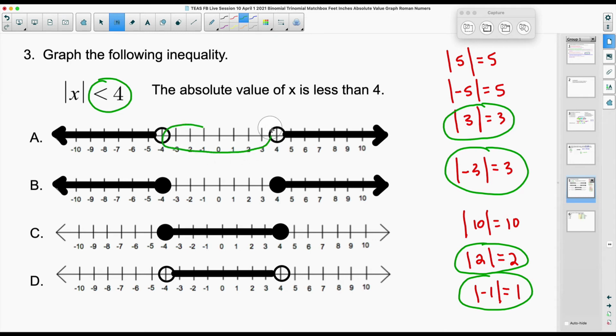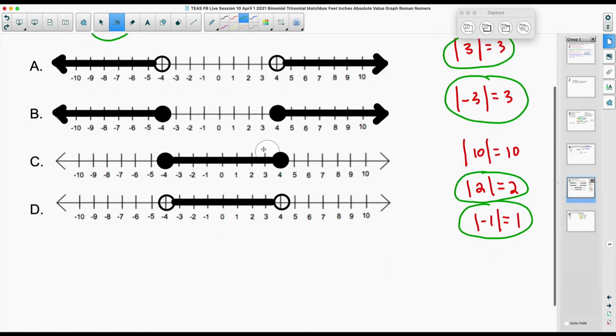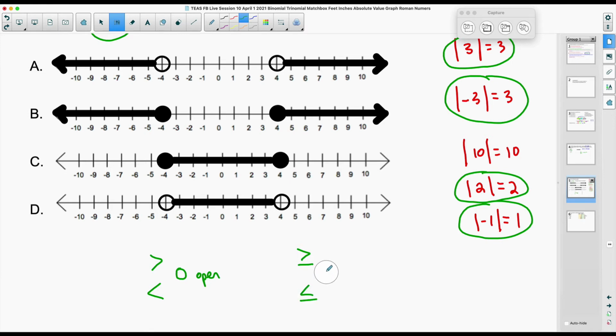But notice none of those are shaded for answer A. That is not our answer. Same thing for this one. All of these numbers, like 3, -3, 2, and -1, none of those are shaded. So we see a very similar thing between C and D. And that's what I haven't talked about yet. What is the difference between coloring the number in or shading it in versus an open circle? If you see a greater than or less than, it's going to be open. If you see a greater than or equal to or a less than or equal to, that is when we close that thing in.